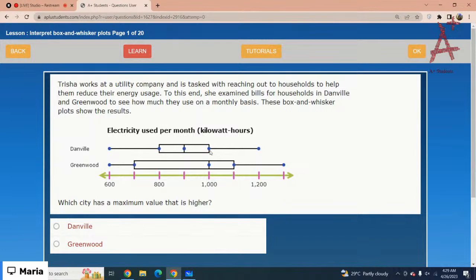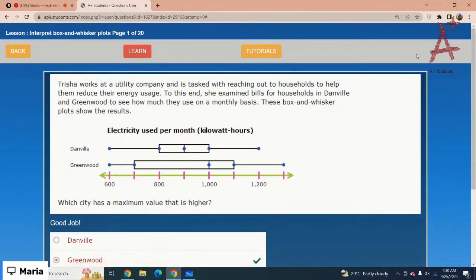That is the maximum value. For Danville, it is 1000. And for Greenwood, it is 1100. So Greenwood has the higher value. The higher maximum value would be 1100. Got it? So it is Greenwood that has the higher value.